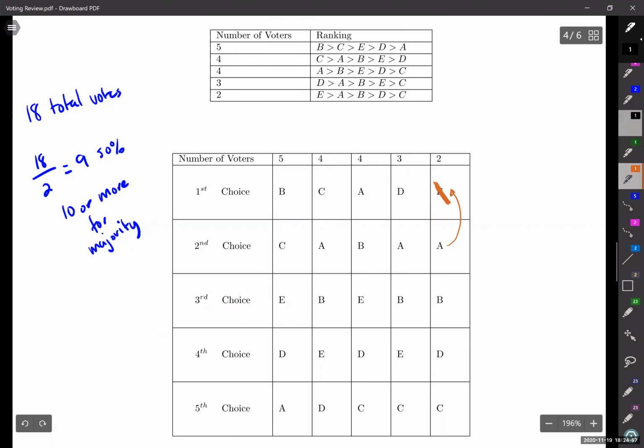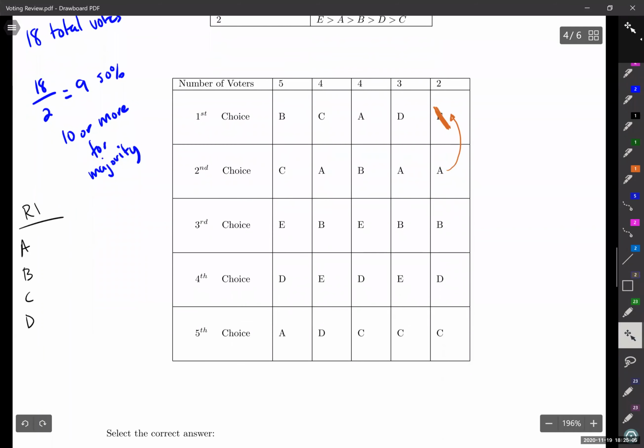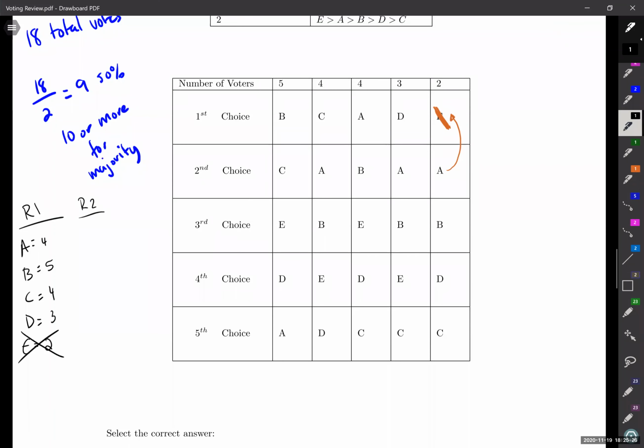So that's the idea. Let's write down, we just went through a round 1 where we said A, B, C, D, and E. E got the lowest number of points, so it was kicked out, but let's record the other points. First place only counts for the Hare method, so B got 5. A and C both got 4. D got 3.